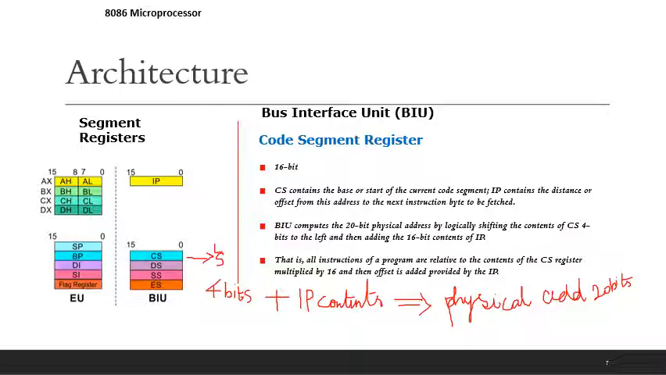That is, all instructions of a program are relative to the content of the code segment register multiplied by 16, and then the offset is added, provided by the instruction pointer.